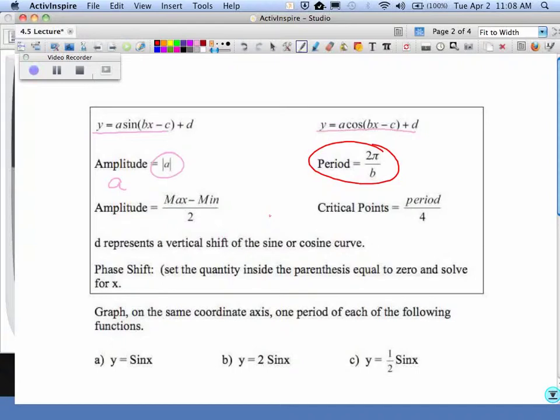C, that goes with the phase shift. So let's write that down here. But notice what the phase shift is telling you. Take the quantity, or the stuff inside the parentheses, and set it equal to 0. Okay, so take the quantity inside, set it equal to 0. And then the last one is the D value, which really tells you where your midline is going to be located. So D is the midline.